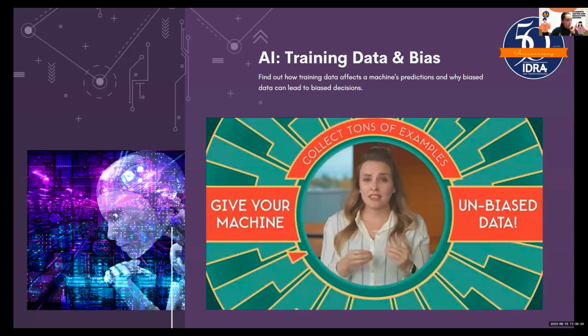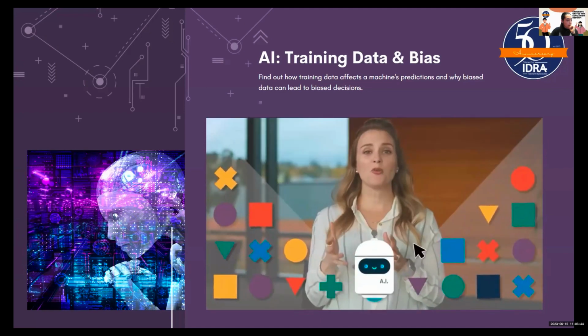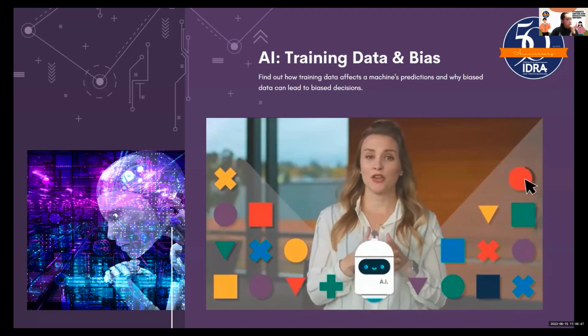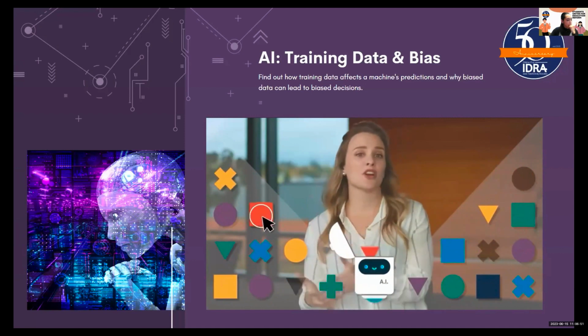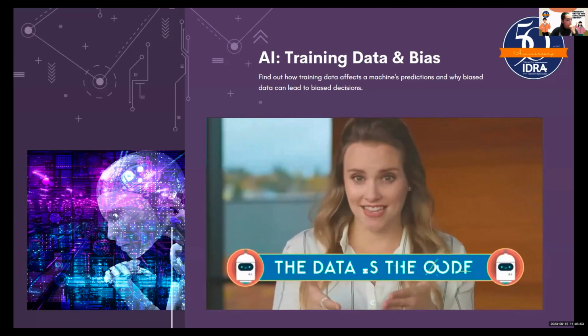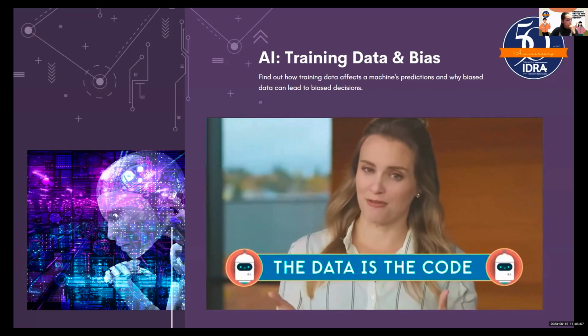That means collecting tons of examples, often from lots of different sources. Remember, when you pick and choose data for machine learning, you're actually programming the algorithm using training data instead of code. The data is the code. The better the data you provide, the better the computer will learn.